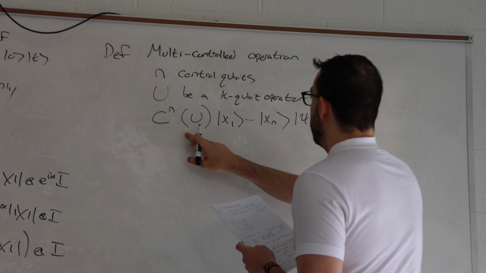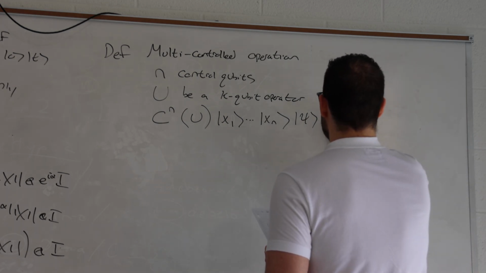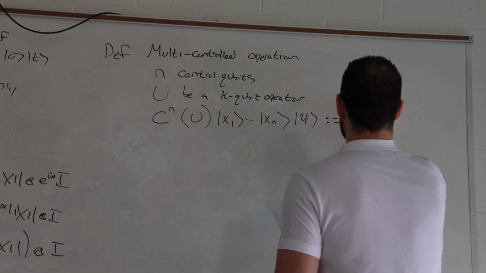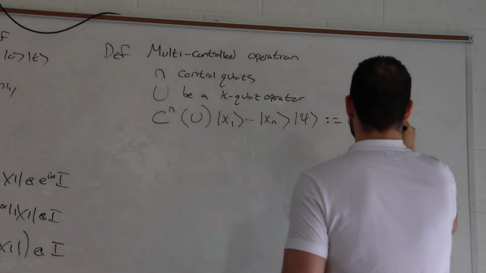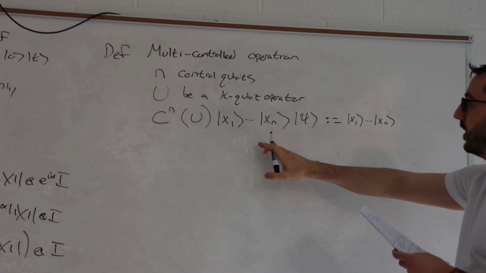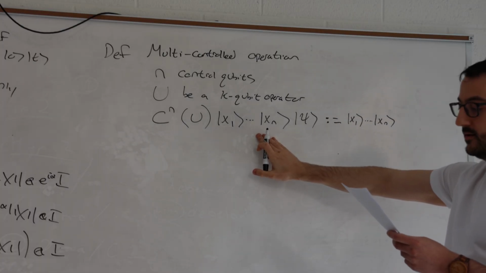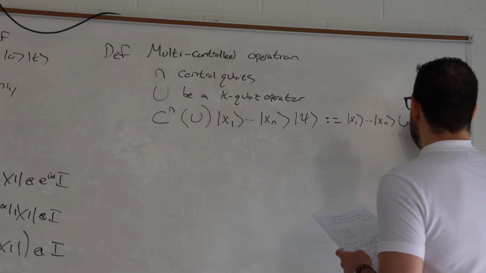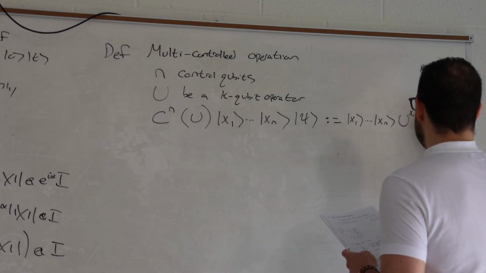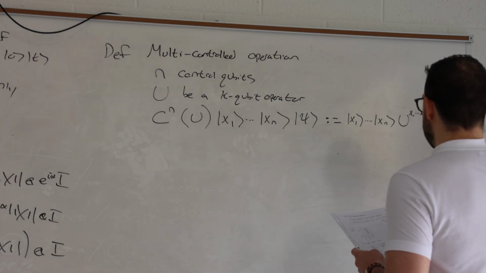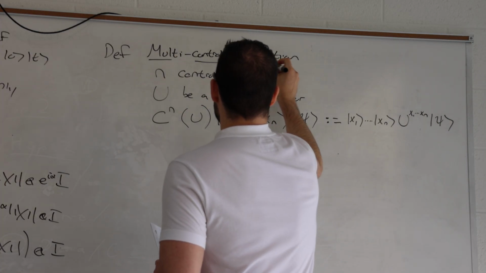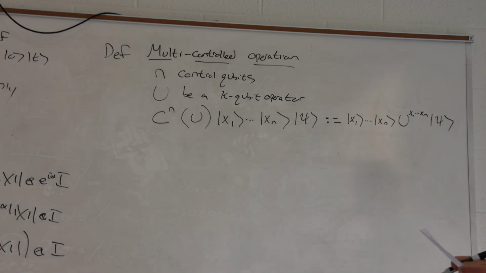The way we want to define this operation is the control register won't change, so x1 through xn. And if they're all equal to 1, then we want to apply the U operation. So that'll be U to the product of x1 times through xn applied to the state psi. Okay? So this is how we define a multi-qubit controlled operation.